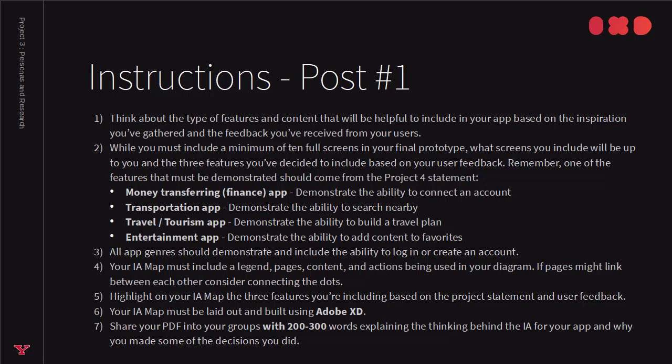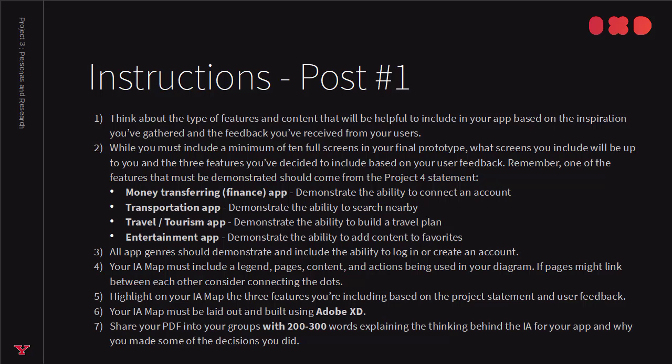So all app genres should also demonstrate the ability to log in or create an account. That's a very important step to think about. There are some things you might want to include on there. Again, take a look at examples on your phone. Take a look at the UI inspiration that you came up with. Take a look at the competitors that your users included in some of your feedback. And think about what types of information and actions might be included on those login screens. Definitely include what you feel is a part of that in your IA map also.